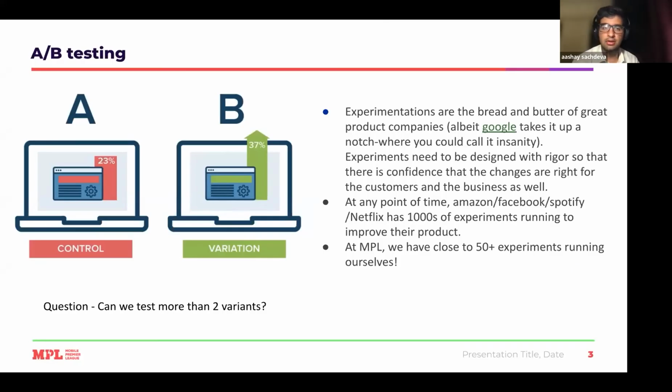Before we deep dive into anything, we first need to set the stage for understanding experimentation and why it is important. So let's first understand what A/B experimentation is. Experimentations are essentially the bread and butter of every great product company. Take Spotify, Amazon, Meta, any company: at any point of time, they are running tens of thousands of experiments on their products.